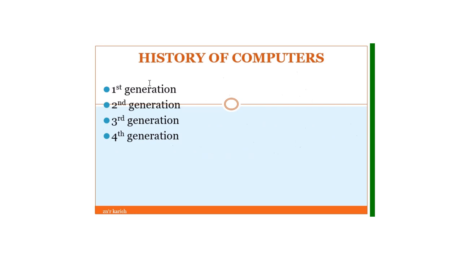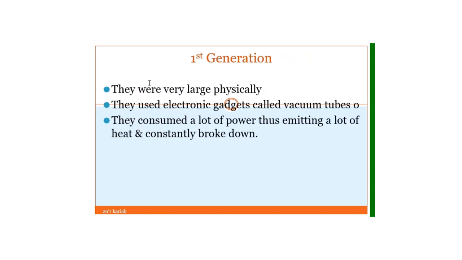We have the history of computers, which is given in generations: the first, second, third, and fourth generation. The first generation computers were very large. It is estimated that they could occupy a quarter of an acre. They used electronic gadgets called vacuum tubes, and they consumed a lot of power and emitted a lot of heat. In this case, they constantly broke down.